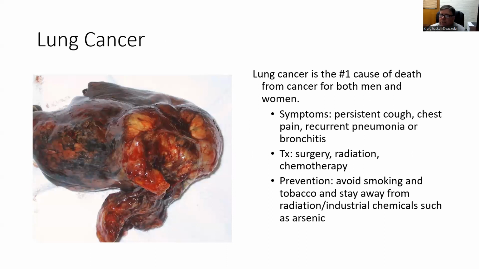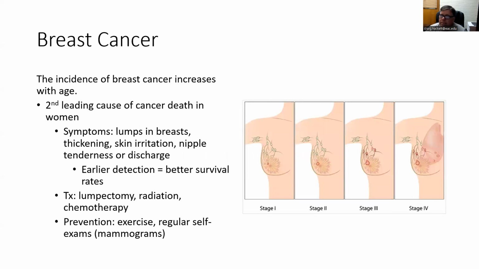So let's get into certain types of cancer. Lung cancer, number one killer for both men and women. You can have surgery and remove part of the lung, radiation, and chemotherapy to do this. Smoking by far is the biggest contributor to lung cancer, so no smoking. Breast cancer increases in incidence with age. It's the second leading cause of cancer death in women after lung cancer. So breast cancer is the second leading.